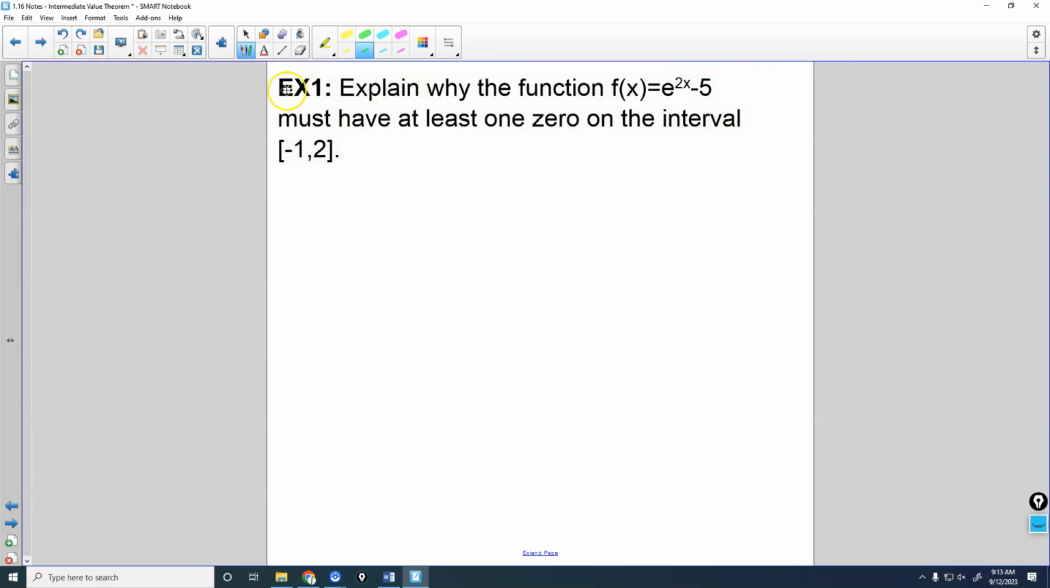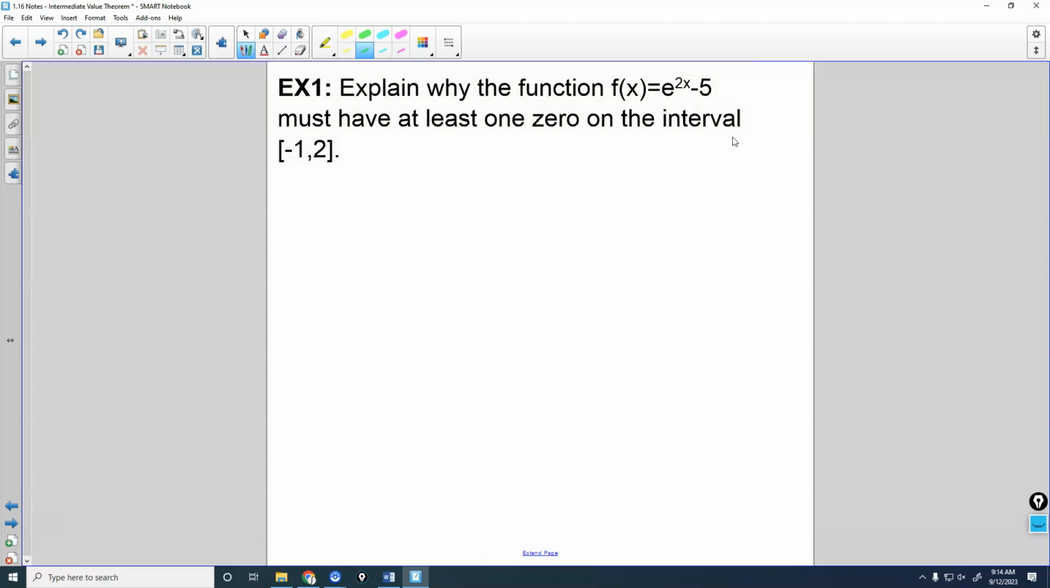So here is an application of the intermediate value theorem that we can use. Explain why the function f of x equals e to the 2x minus 5 must have at least one 0 on the interval from -1 to 2. Now, this would be a non-calculator question, and it doesn't ask us to find the 0. It asks us to explain why you have to have at least one.